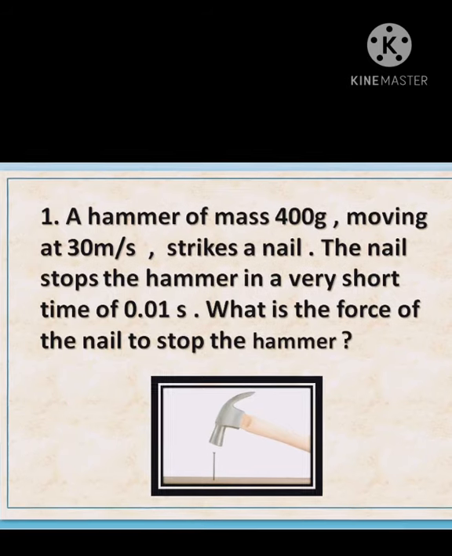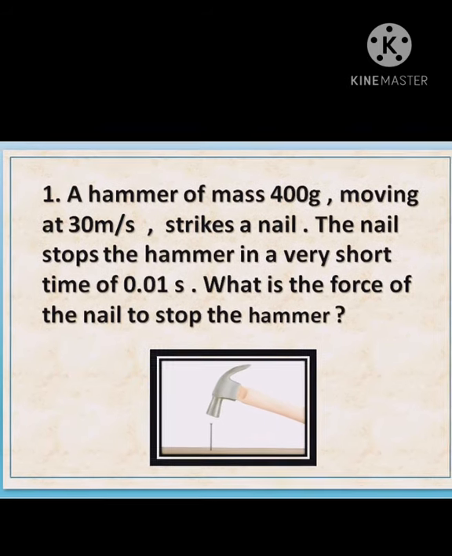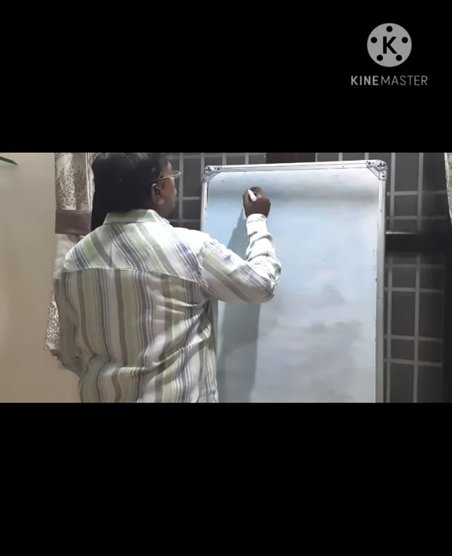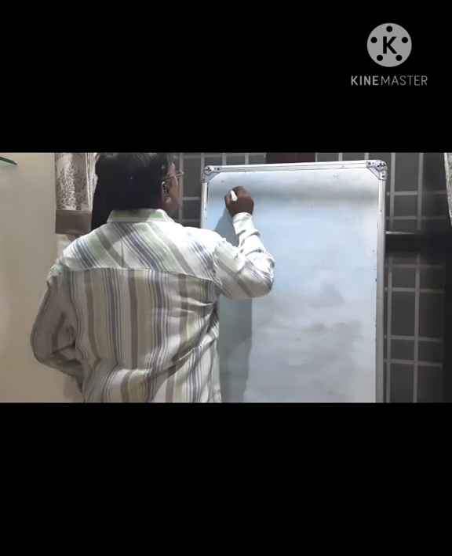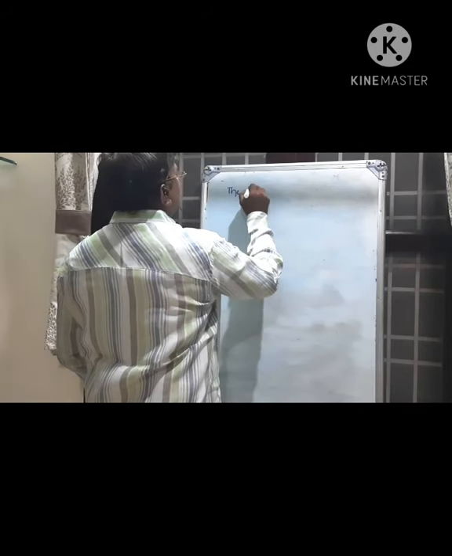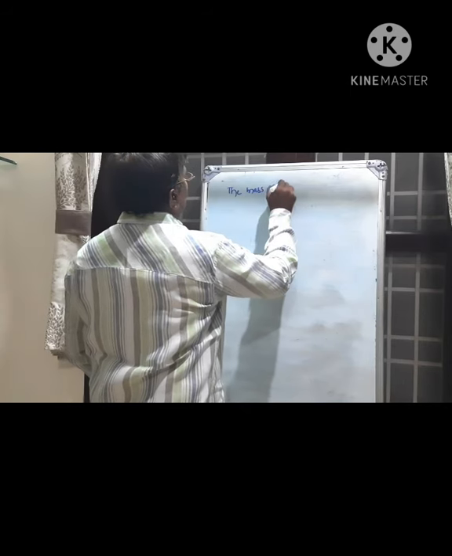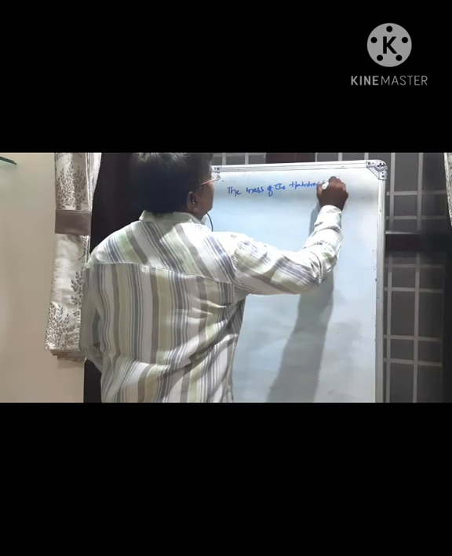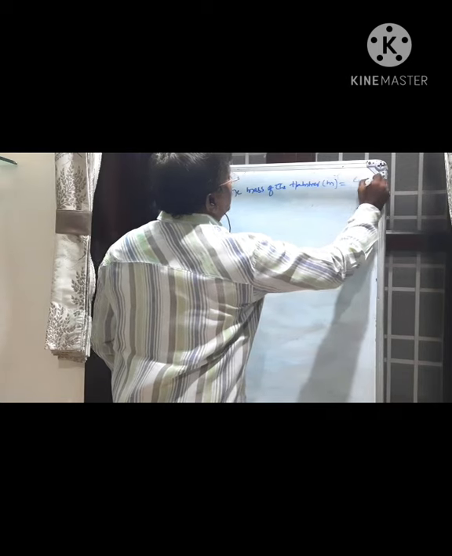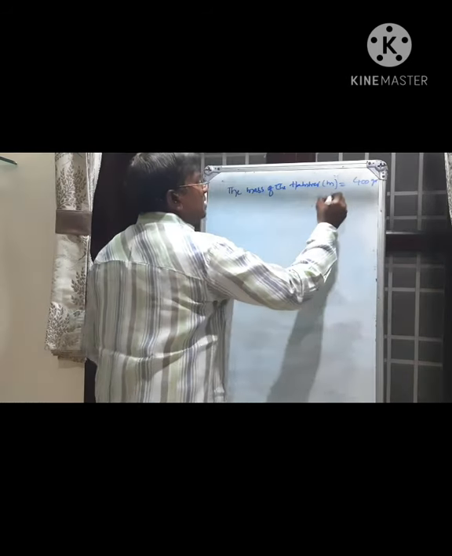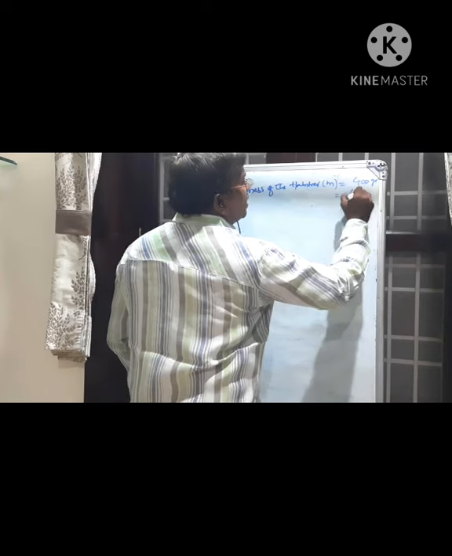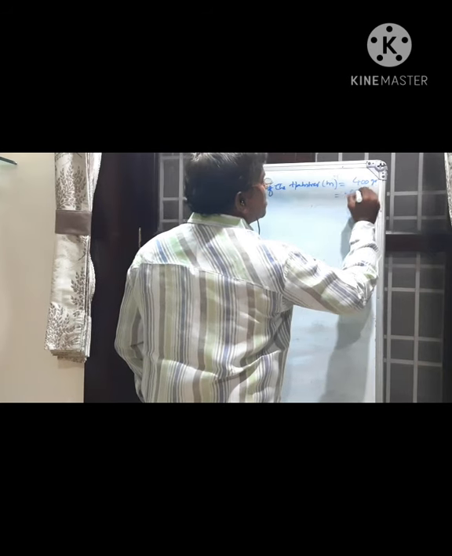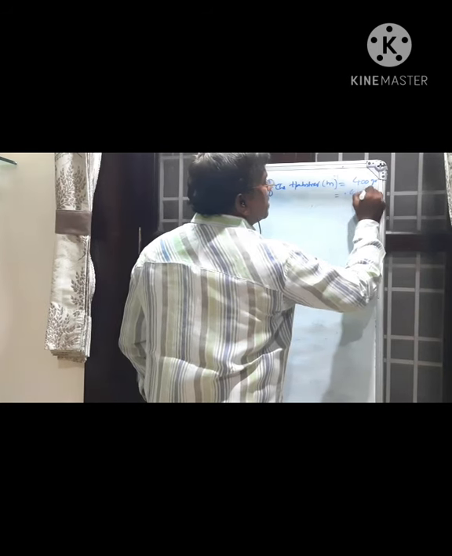What does it say? The mass of the hammer is given, say M is equal to 400 grams. In MKS we have to measure it in kilograms. That is why it is converted into kgs. Then it becomes 0.4 kg.